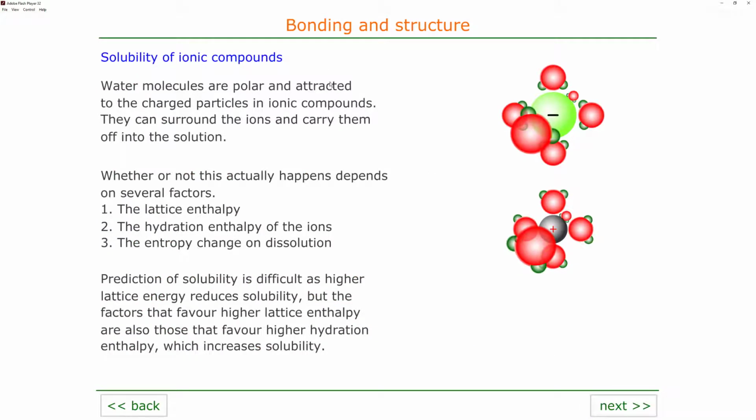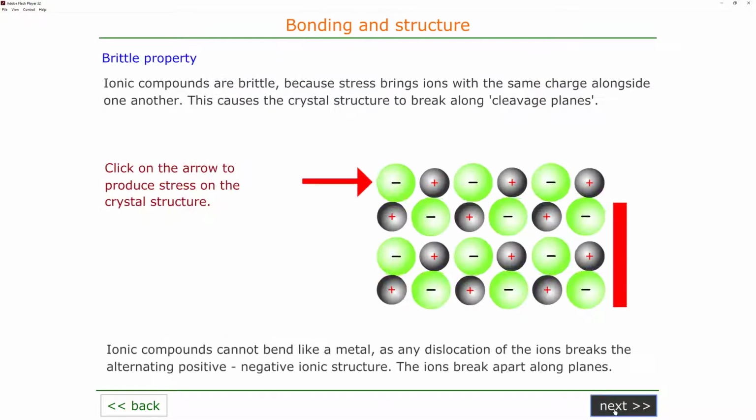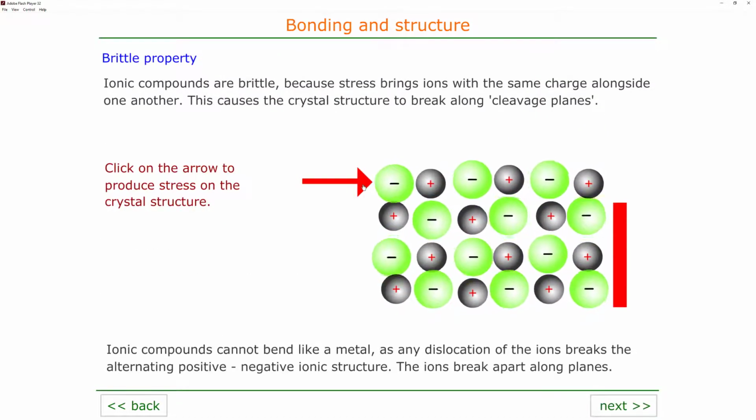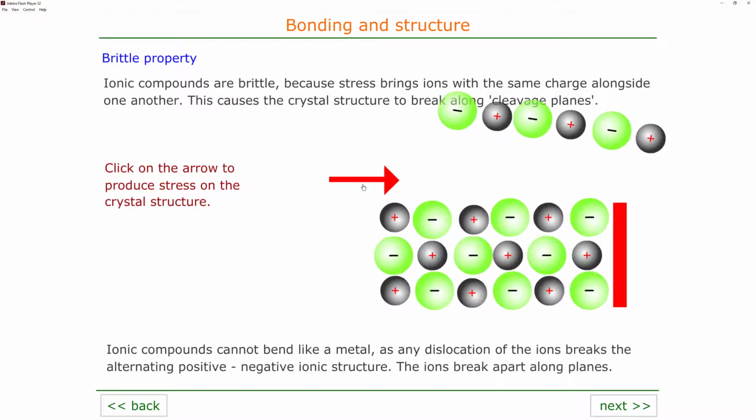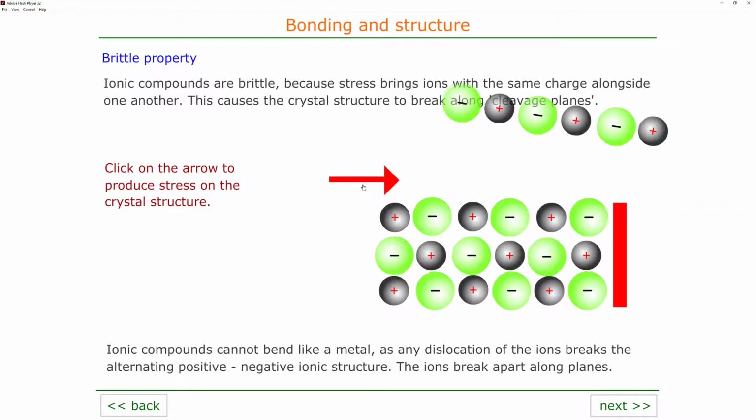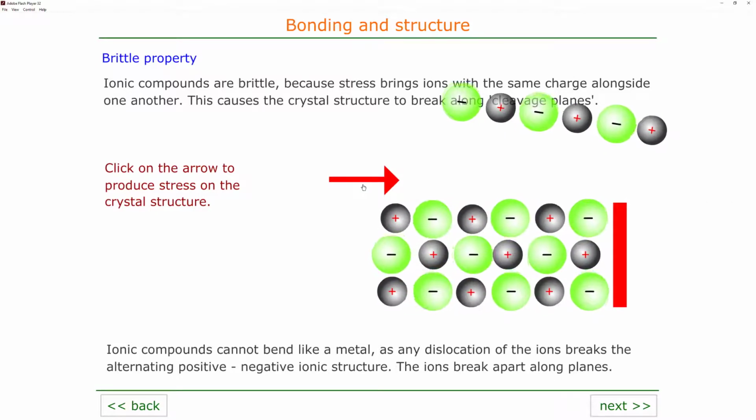Solubility of ionic compounds: ionic compounds dissolve in water because the water molecules can surround the ions and carry them off into the solution. This is our brittle property: a bit of stress, and similar charges come close together, and so the ionic crystal breaks along a cleavage plane.